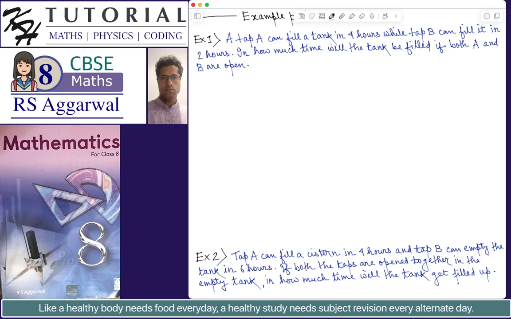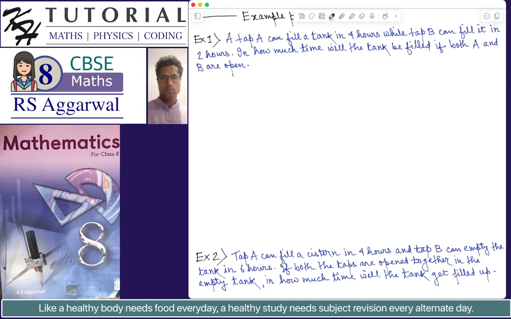Now, the question is, in how much time will the tank be filled if both A and B are open? To answer this, we must know what part of the tank is being filled in 1 hour when both A and B are working together. Or it also means, what is the work done in 1 hour when both tap A and B are open. It means the same thing. But before that, we must find the work done in 1 hour by the taps individually.